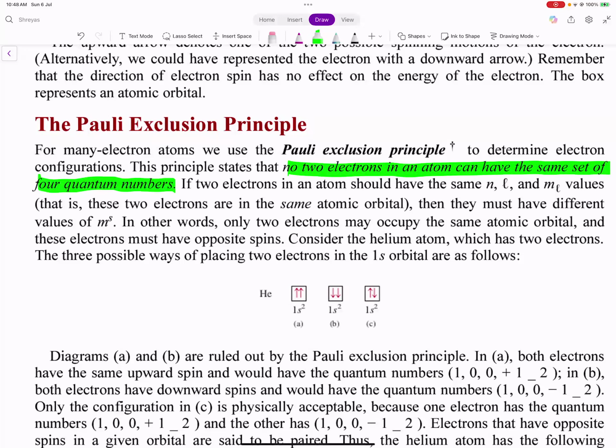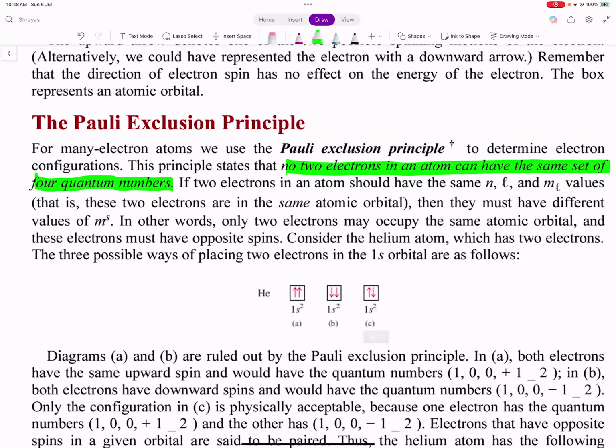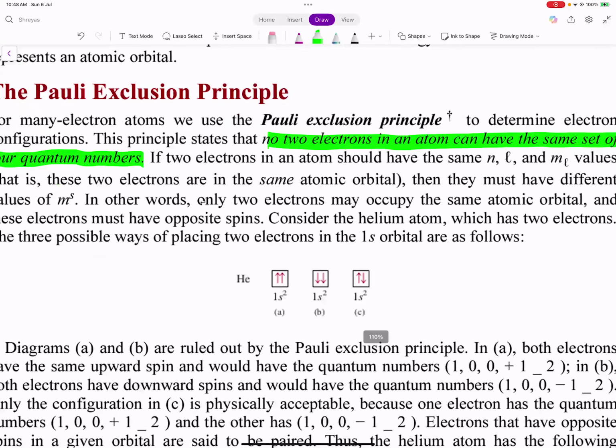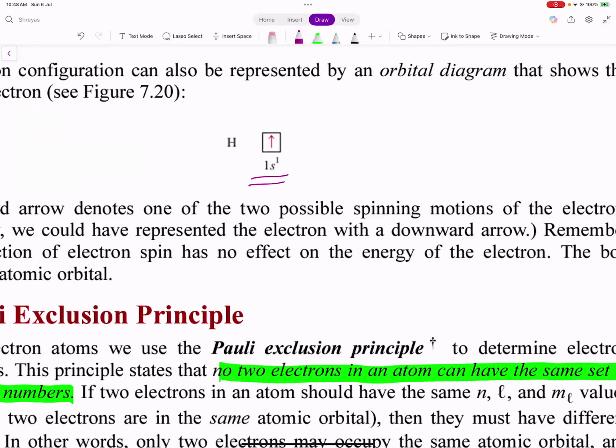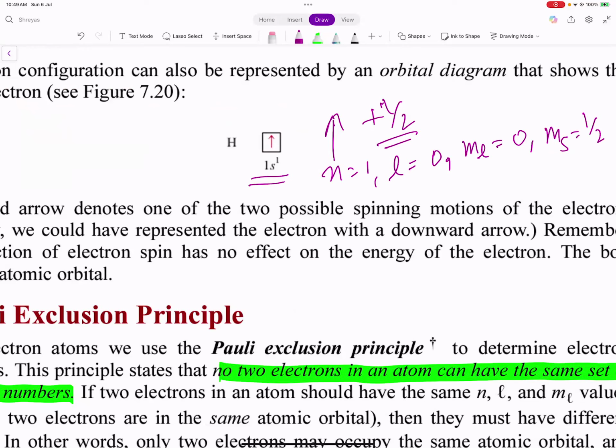For example, when we are trying to fill in hydrogen, we fill it like this: 1s, with an upward arrow meaning plus half spin. Now all the quantum numbers are defined: n is 1, l is 0, ml is also 0, and the spin quantum number here is plus half.